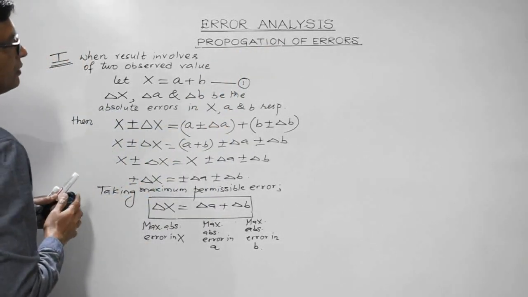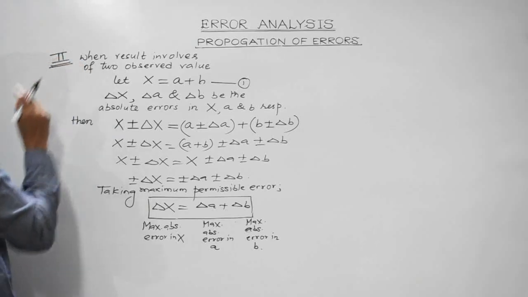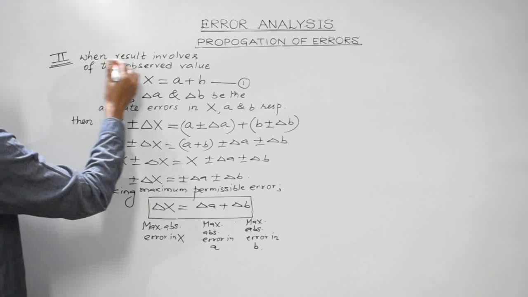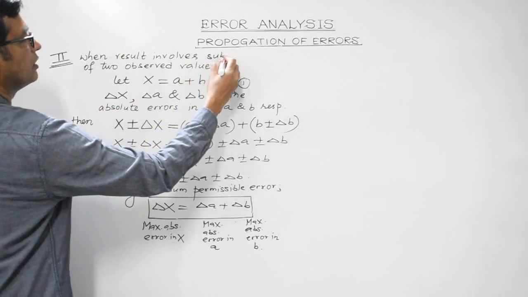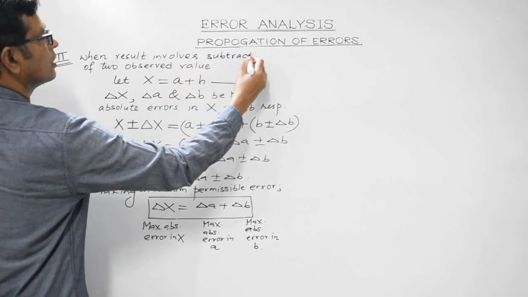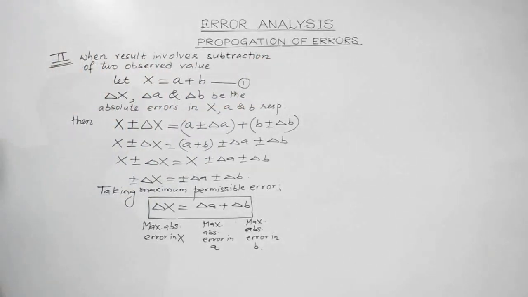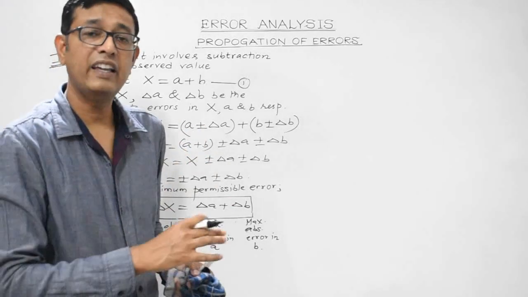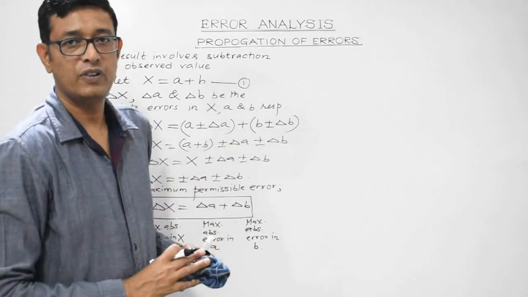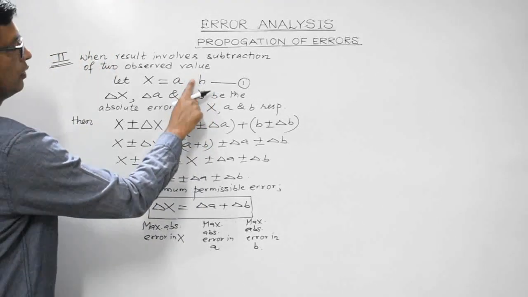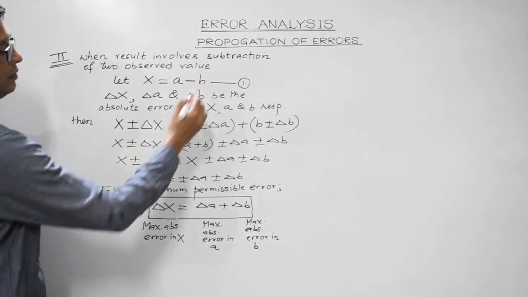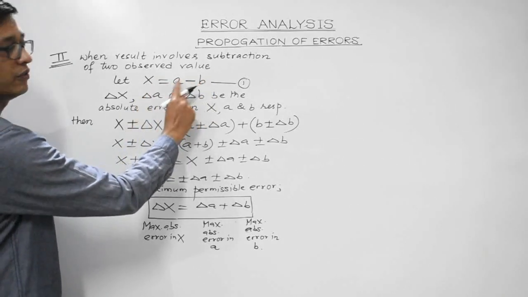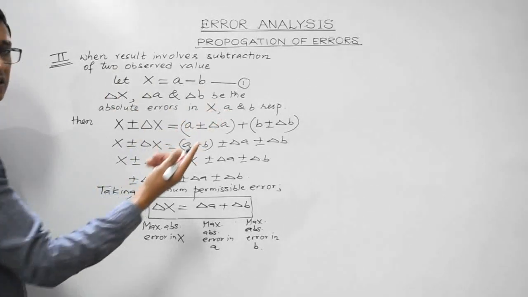Okay, what to do is, this is case 2. When the result involves the subtraction of two measured quantities, the difference of two observed values or measured values. Here again let X be the result and A and B be the measured or observed values. So we are dealing with this particular case when the result involves the subtraction or the difference between the two measured values, right? So again we will consider the same thing.